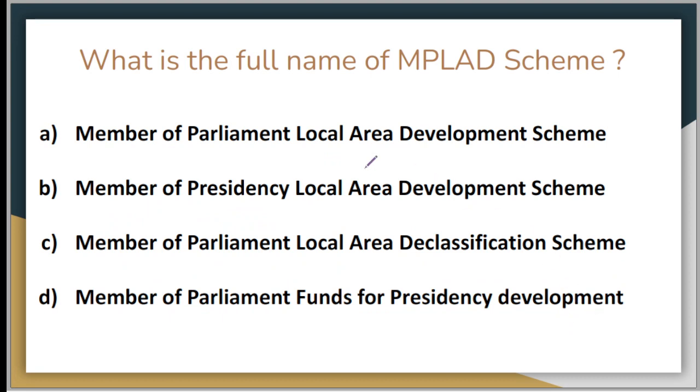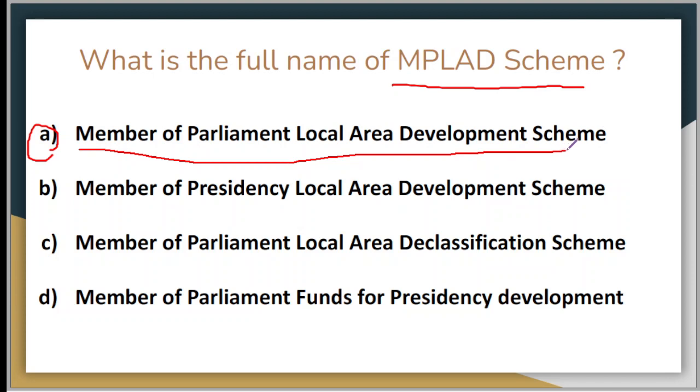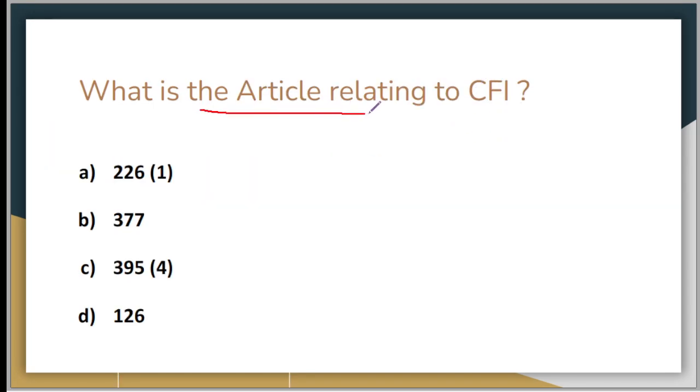Here comes your very first question. What is the full name of MPLAD scheme? Your first option is Member of Parliament Local Area Development Scheme. Your option B is Member of Presidency Local Area Development Scheme. Your option C is Member of Parliament Local Area Declassification Scheme. And your option D is Member of Parliament Funds for Presidency Development. What is the correct answer? The correct answer is, of course, option A, which is Member of Parliament Local Area Development Scheme, which is MPLADS.